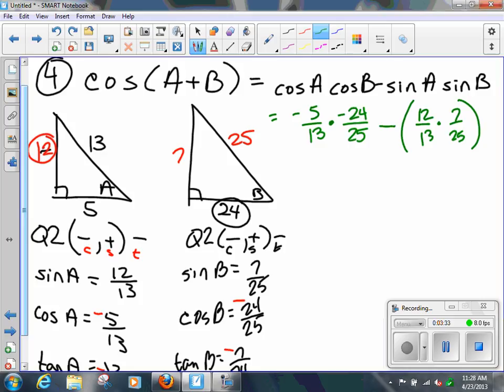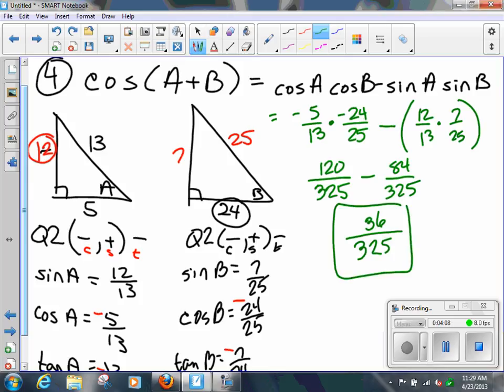Folks, if you notice that your denominators are the same, then do not cross-cancel the 5 with the 25. I want like denominators. That way I can subtract or add my fractions. Multiply straight across, otherwise you're causing yourself extra work at the end. Negative 5 times negative 24 is positive 120/325. Subtract 12 times 7 is 84/325, which is 36/325. Questions? So that problem is easy.